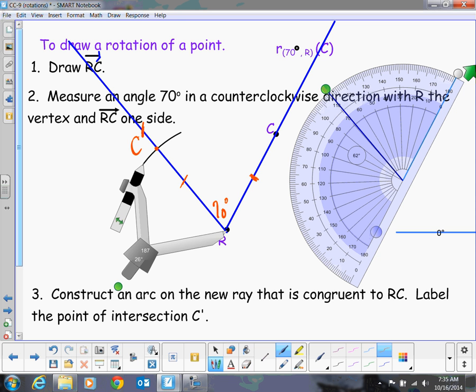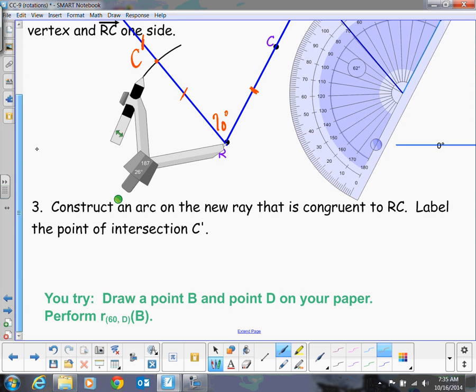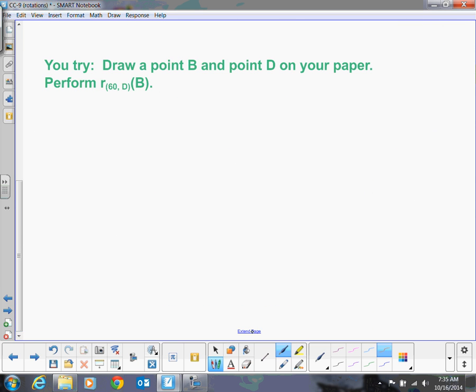Let's do something similar, but let's do it in a negative direction so you understand what that means. So if they ask you to do a rotation, should I expect to see a construction? Okay, and we're using a construction that you already know, and that's how to duplicate a segment. Okay, so now we're going to perform our negative 60 rotation about D. So it says draw a point B and a point D.